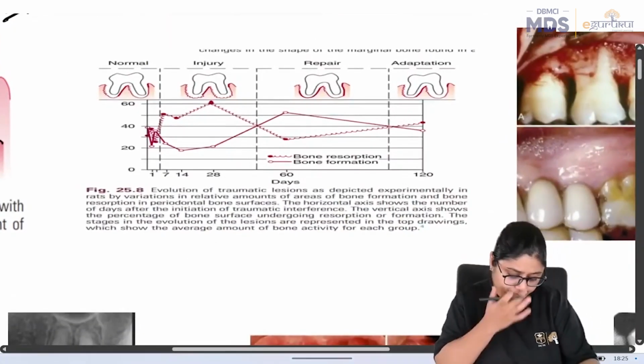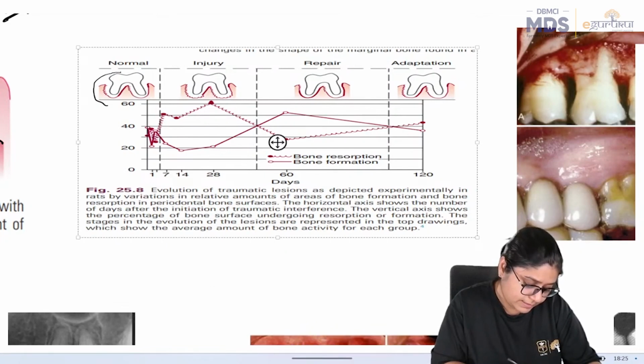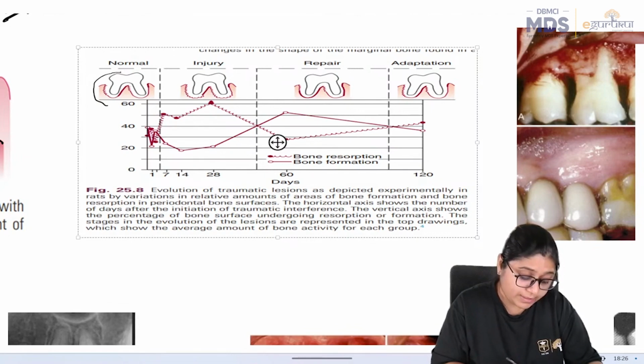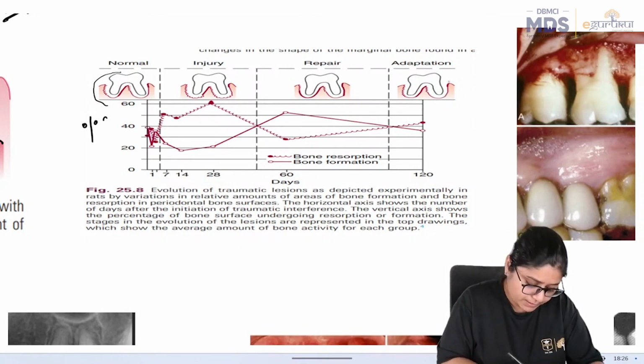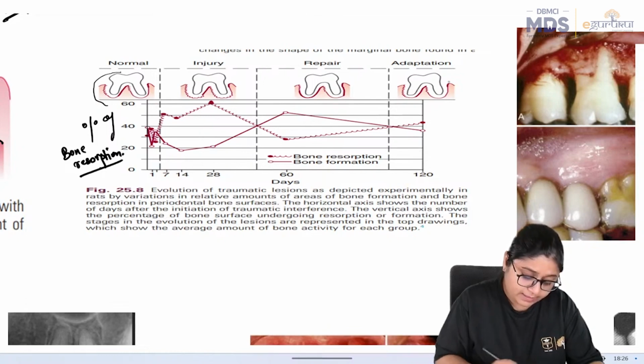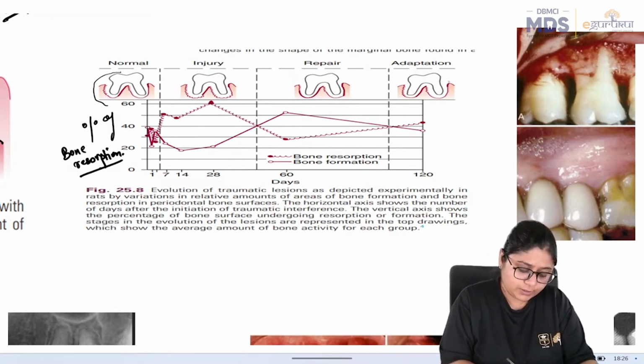Now see here, this is your normal tooth. In a normal tooth, you can see these zigzag lines. These zigzag lines are areas of resorption and these straight lines are areas of bone formation. So normally also in the tooth, there are areas of resorption and areas of bone formation. Now in the injury cases, there will be an increase in the resorption. Here, the y-axis shows the percentage of bone resorption, and the x-axis shows the number of days over which bone resorption, bone formation, and bone remodeling occur. So this is the stage of injury.